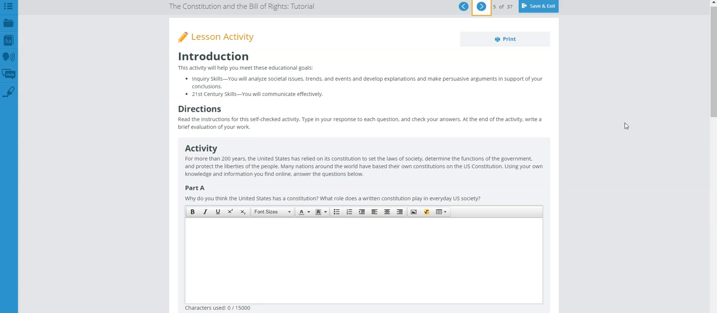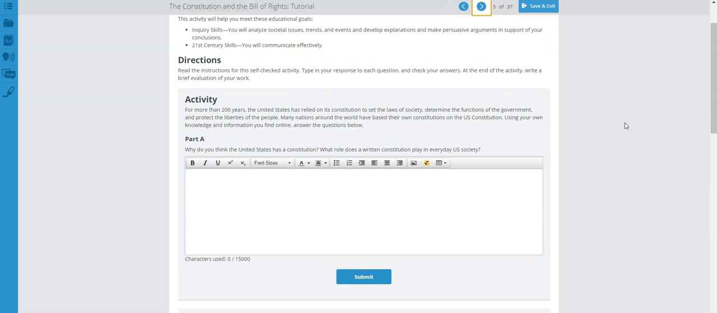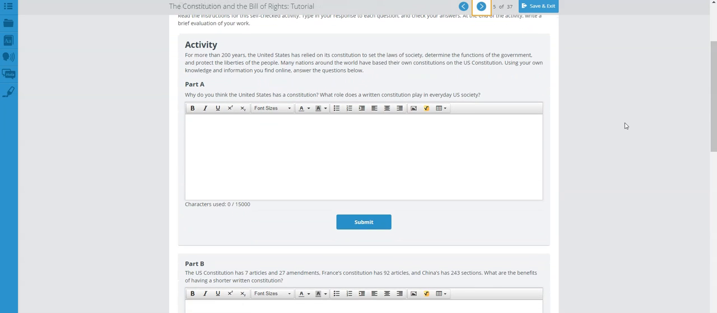Activity. For more than 200 years, the United States has relied on its Constitution to set the laws of society, determine the functions of government, and protect the liberties of people. Many nations around the world have based their own Constitution on the U.S. Constitution. Using your knowledge and information you find online, answer the question. So part A is asking you, why do you think the United States has a Constitution? What role does a written Constitution play in everyday society in the United States, of course?